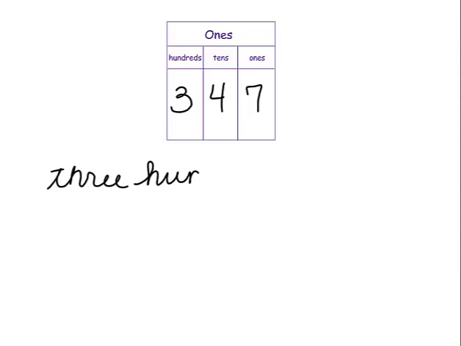This is the ones period. We have the hundreds, the tens, and the ones. If we were to write a number, this would be 347. We would write it out as 347. Notice there are no commas because we just have the one period.